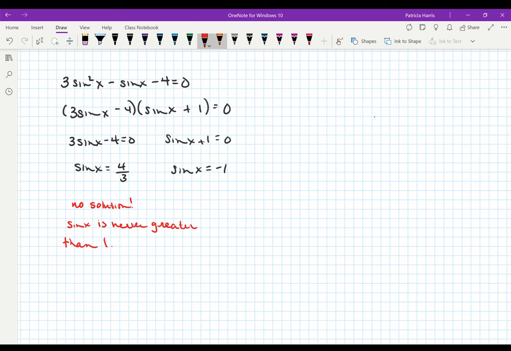Okay, now this one, think about this one. Okay, what is the only value between 0 and 2 pi that gives you a sine value of negative 1? That's at 3 pi over 2. Again, that's on your unit circle, plus 2k pi. There's your answer. Rewrite that. All right, let's try another one.